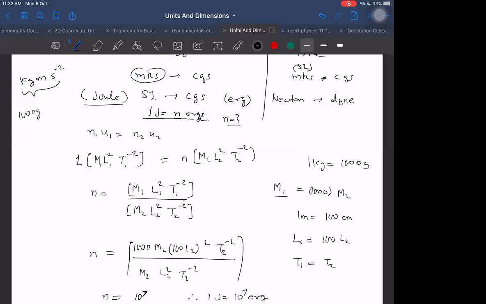What is 1 meter equal to? 1 meter is equal to 100 centimeter, 100 centimeter, and that's squared per second square. So that is equal to 1 kilogram meter per second square.